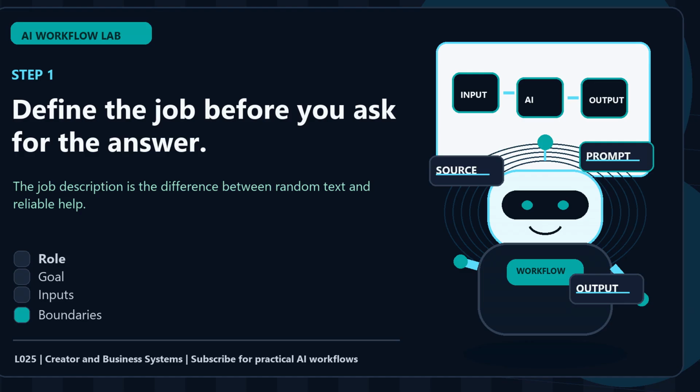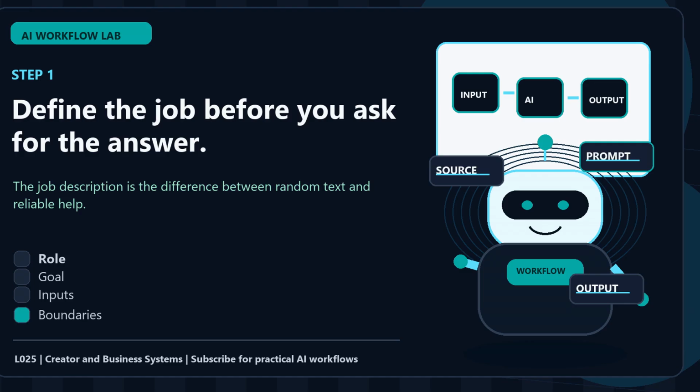Step 1 is the job description. Do not start with, "Help me with this." Start with the role, the goal, the available inputs, and the boundary. For this topic, the role is not general assistant. The role is workflow operator. The goal is, build a prep sheet with buyer context, objections, and discovery questions. The available inputs might include notes, links, transcripts, tool lists, examples, deadlines, constraints, budget, and your preferred output format.